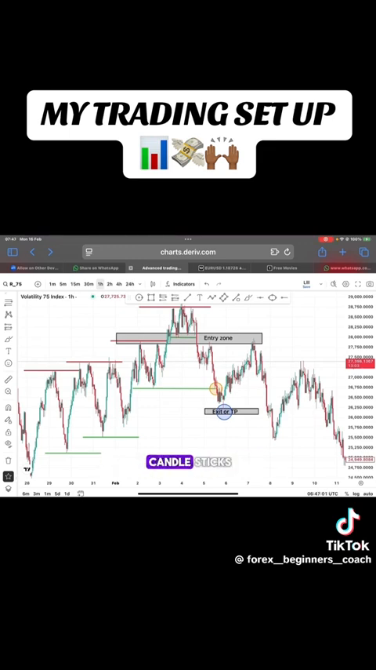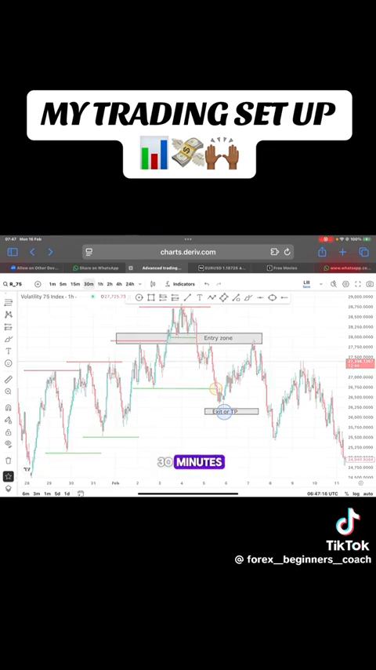You look for confirmation candlesticks, and you need to look for your confirmation candlesticks in another time frame, a lower time frame. Do you understand? Remember, we're doing this analysis on 1 hour, so you need to look for your confirmation candlesticks in a lower time frame. So let's move to 30 minutes.